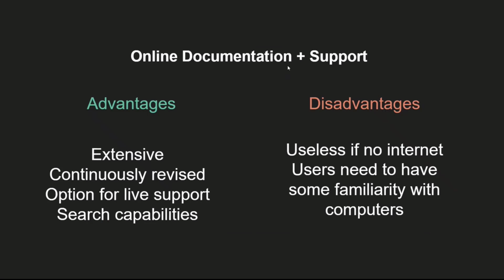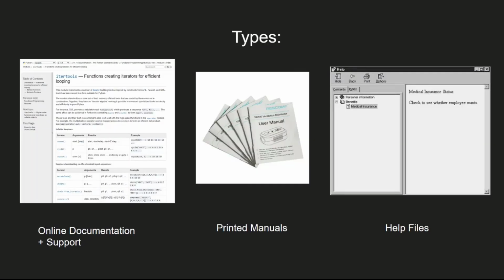So help files are supplied with the system, and they can usually be called up within the system. Online support is a special web service hosted by the system's developer to provide user documentation, and printed manuals are manuals printed on paper and supplied to end users.